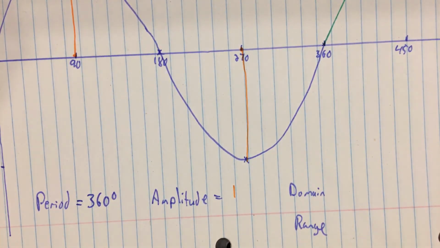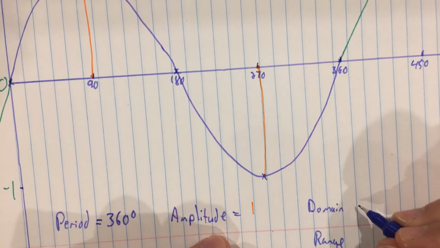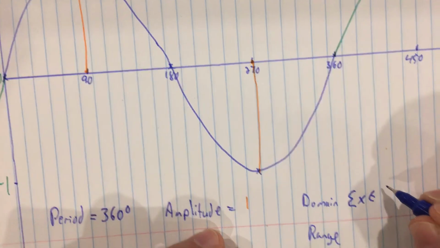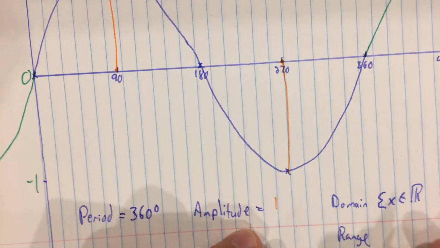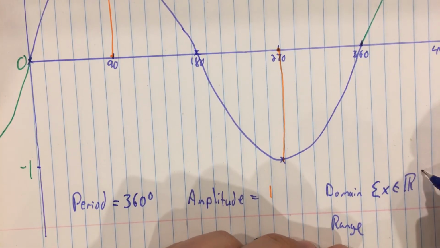The domain. Let's go back to domain and range. The domain is the x values. The domain x is contained in the real number system. There are no restrictions. This is going to go all the way left and all the way right.